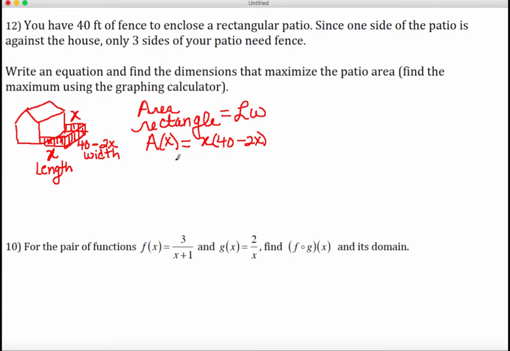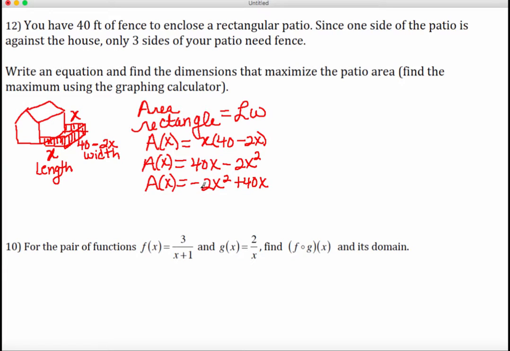And then I'm going to go ahead and distribute my X. Since we're using a graphing calculator, you don't really need to distribute, but I'm going to distribute it anyway. And I get 40x minus 2x squared. And then I'm going to write that with my x squared term first. And I get negative 2x squared plus 40x. So my area formula or area function based on whatever x I cut off is negative 2x squared plus 40x.